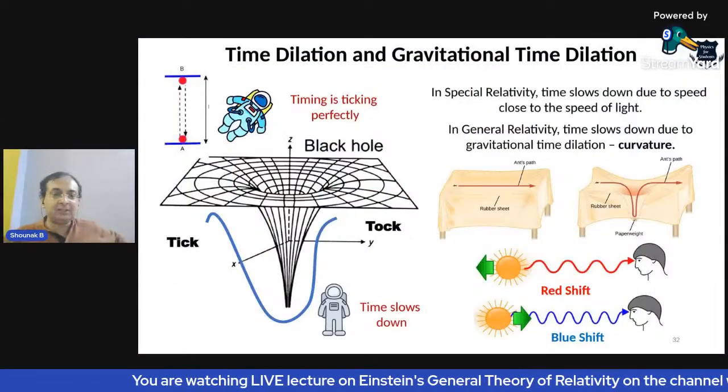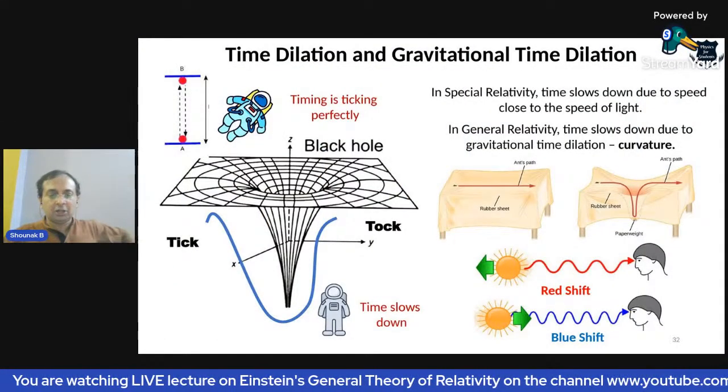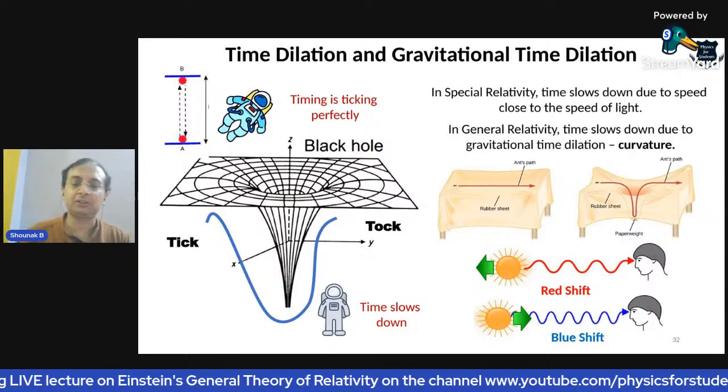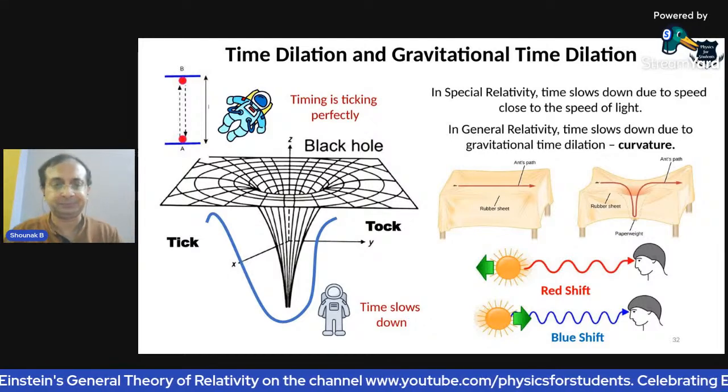For example, the Andromeda galaxy is blue shifted because it is moving towards the Milky Way. So the galaxy is moving towards the Milky Way, and that is why it is called blue shifted. So these things happen, and this is what is called gravitational time dilation.